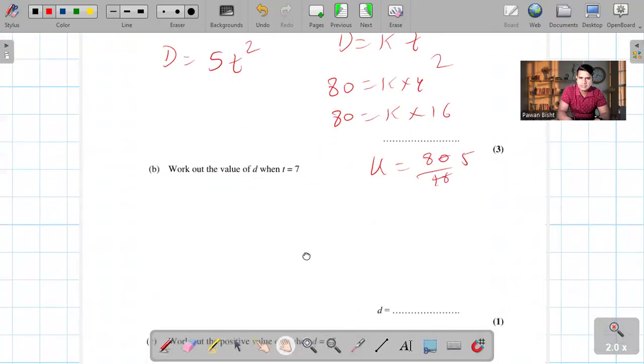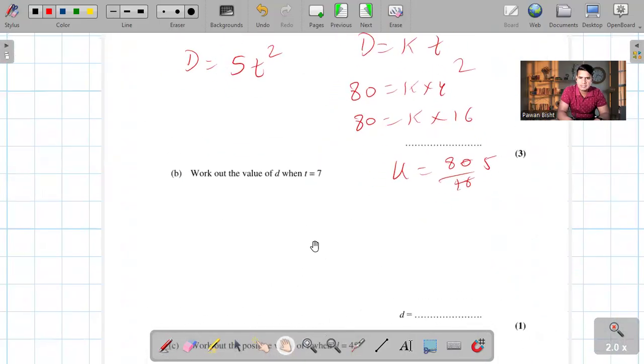Now second, they say work out the value of d when t is 7. Same relationship I will use. d equals 5t square when t is 7. So 5 times 7 square, 5 times 49. 5 nines are 45 and 5 fours are 20, 245. So d is coming 245.